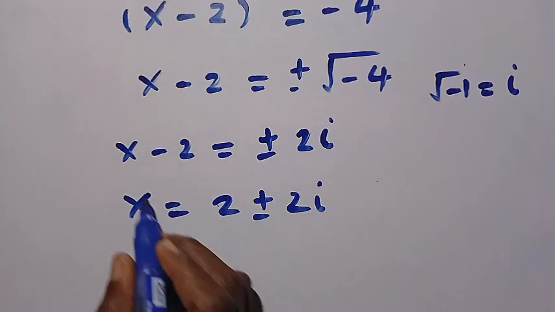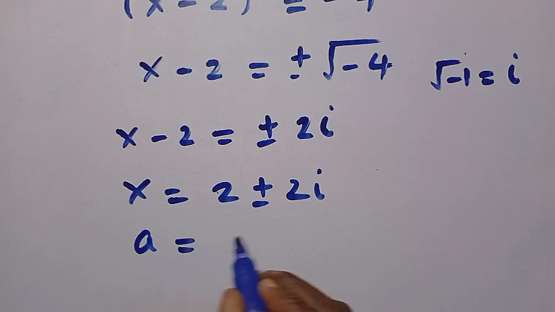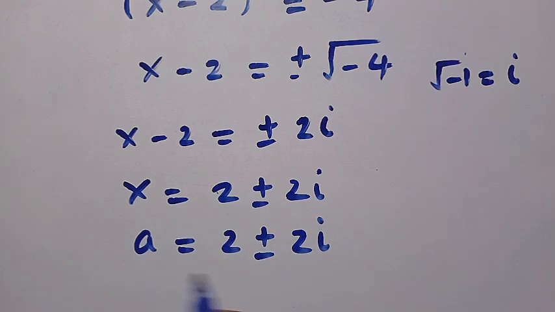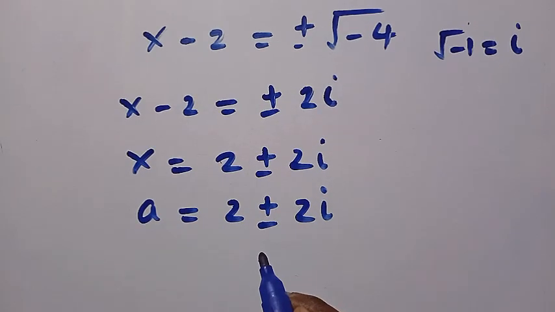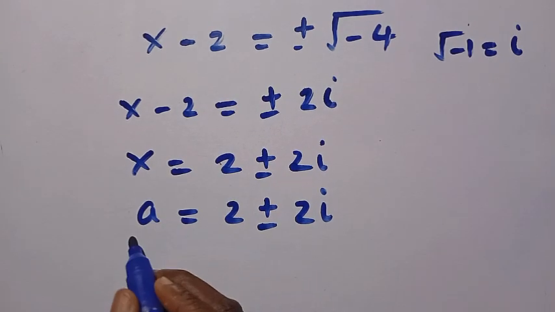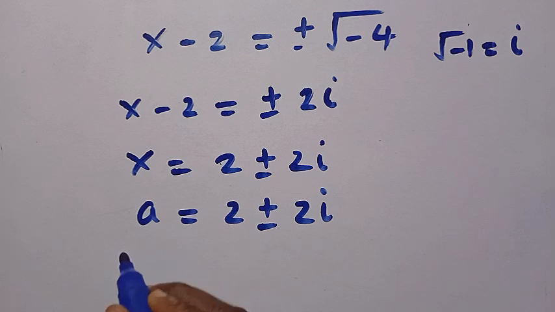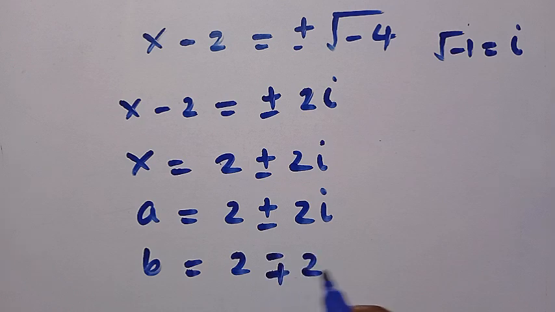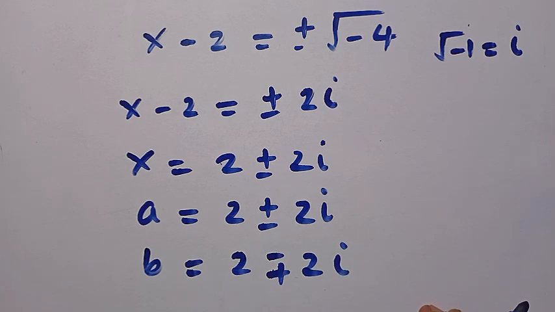Assume that I consider this x as a, so we have a equals 2 plus or minus 2i. Then the value of b will be 2 minus or plus 2i. So here is the result of this beautiful problem, solved using two different methods. We can also consider other methods and get the same result, but this is the easiest one I think for now.